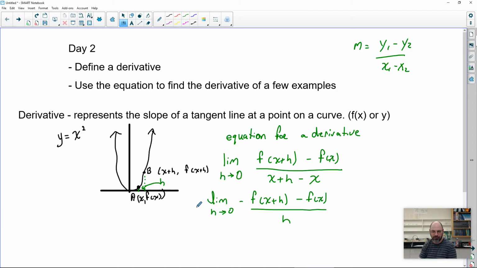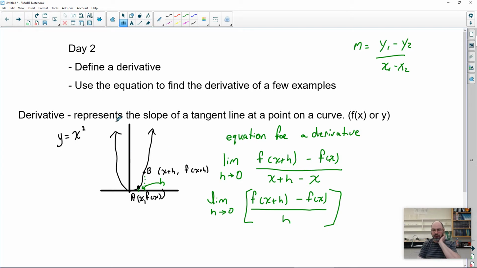Okay, that's what the derivative is. Oops, let's not put a negative in there. What am I doing? There's no equal, it's just the limit of that. So the limit of this, I should probably put square brackets around it. Taking the limit of that, that's our definition of a derivative.